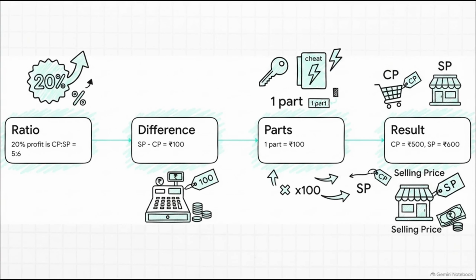Let's see just how blazing fast this method is in action. Say an article sells at a 20% profit, and the actual cash difference between the selling and cost price is 100 rupees. Well, using our cheat code, a 20% profit is a 5-to-6 ratio. The difference between 5 and 6 is just one part. So if one part equals 100 rupees, we just multiply. Cost price ratio of 5 times 100 is 500 rupees. Selling price ratio of 6 times 100 is 600 rupees. Instant answers, no cross-multiplying required.